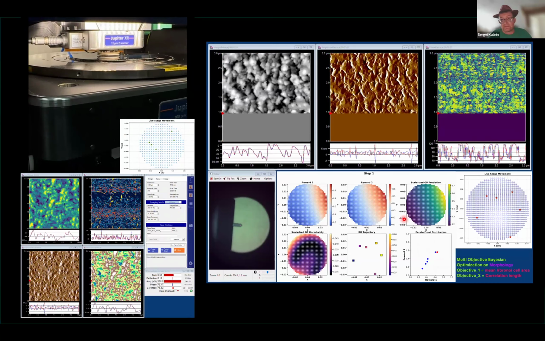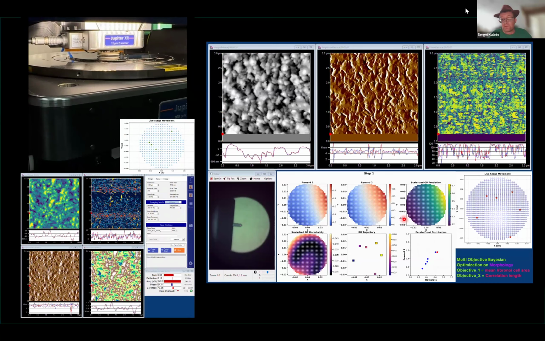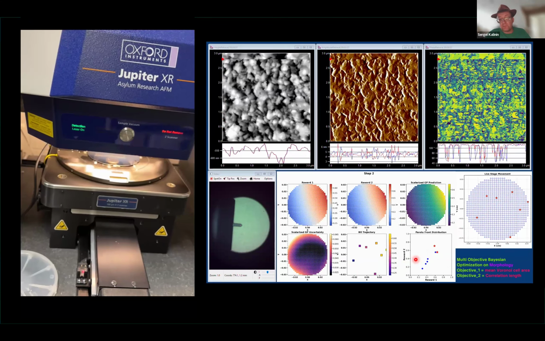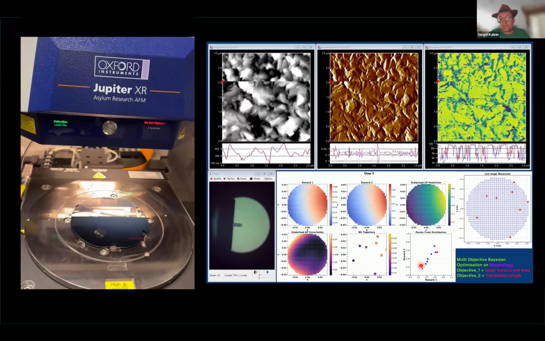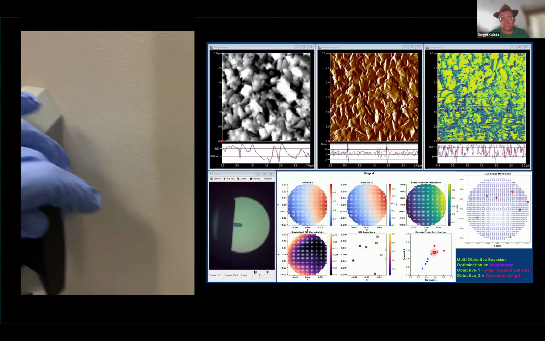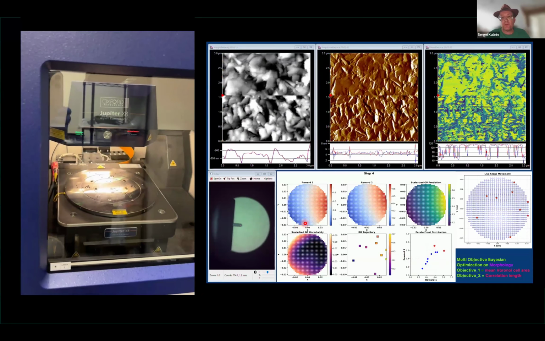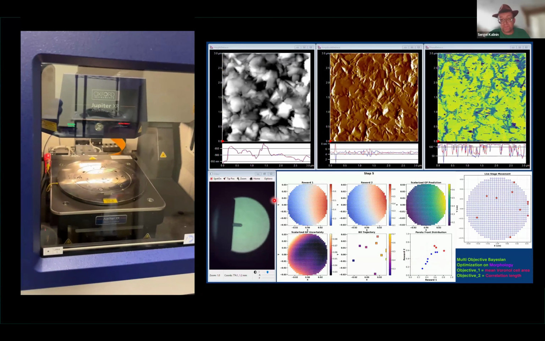So basically, this is the representation of your 4-inch wafer. The red points that appear are the locations where the microscope takes the measurement. And what it constructs as the result is the Pareto front between the different characteristics of the film. In this case, we explore roughness and grain size.